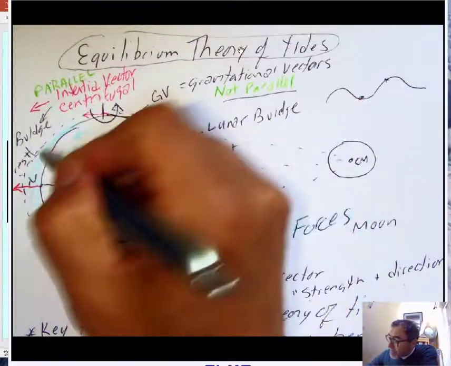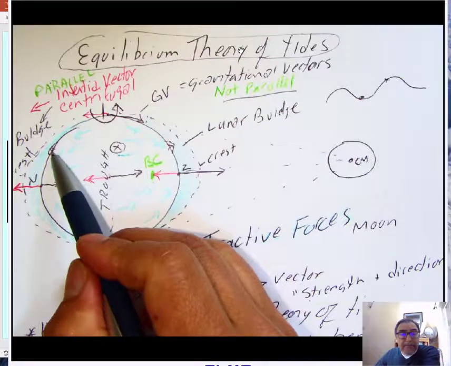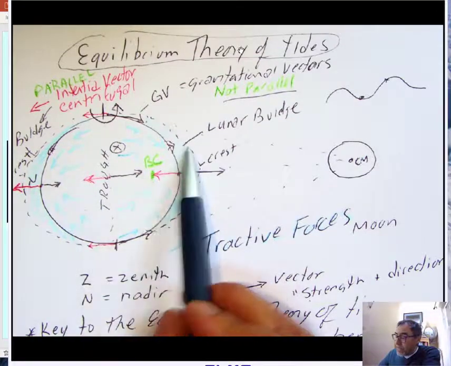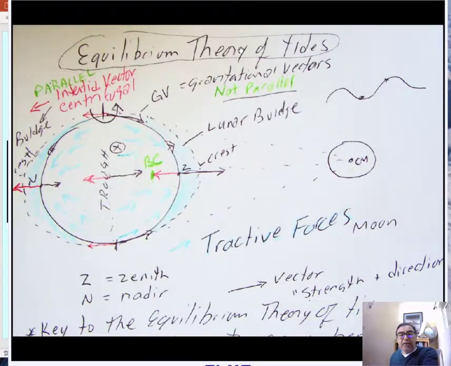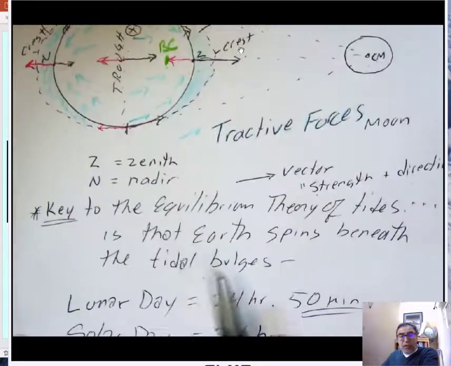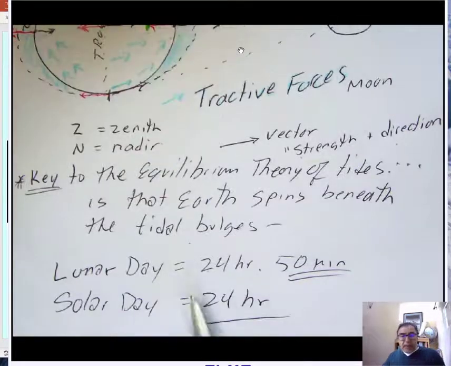And then as Earth spins again, the island will be out over here, right? And it'll be under another high tide. So you'll see 2 high tides per day, 2 low tides, right? The one on the opposite side of the Earth. So that's the key, is that the Earth spins under the tide bulges, right? And I'll talk here about the lunar day and the solar day in the next slide here.